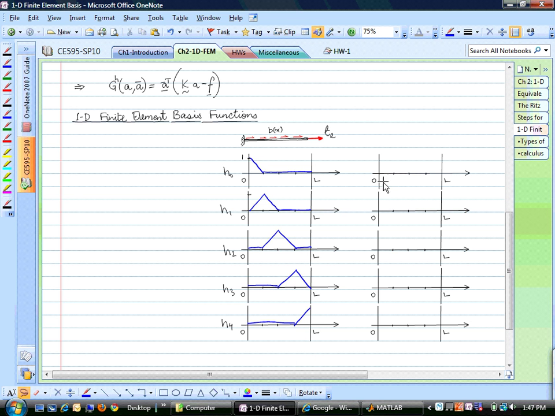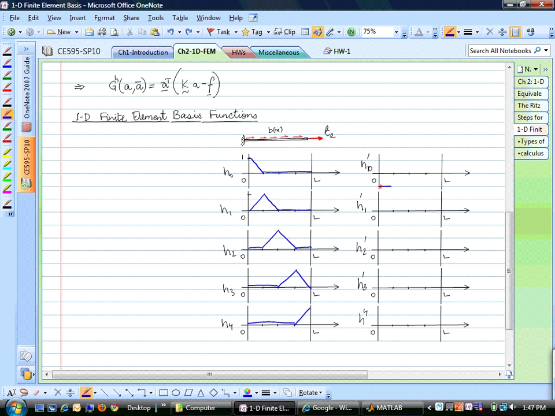So if you do this, now let me ask you, which space of functions do these belong to? If I take the derivative, let me draw the derivative here. This is h0 prime, h1 prime, h2 prime, h3 prime, h4 prime. So what would the derivatives look like? For h0, it will be simply 1 over length of element, and it is 0 all the way through. Sorry, this should be a negative.